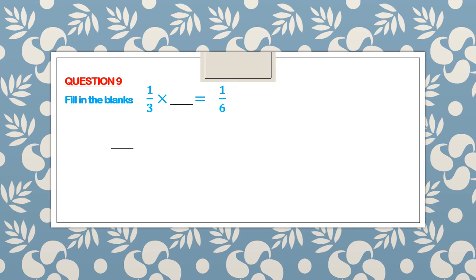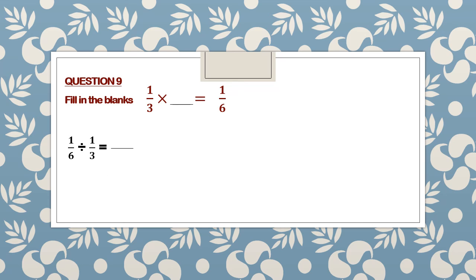Let me give you one example. What should be multiplied in 2 to get the answer 6? So you will multiply 2 by 3, you will get the answer 6. But how you got this answer? By dividing 6 by 2, then you will get the answer as 3. In a similar manner, 1 by 6 will be divided by 1 by 3 to get the required answer.